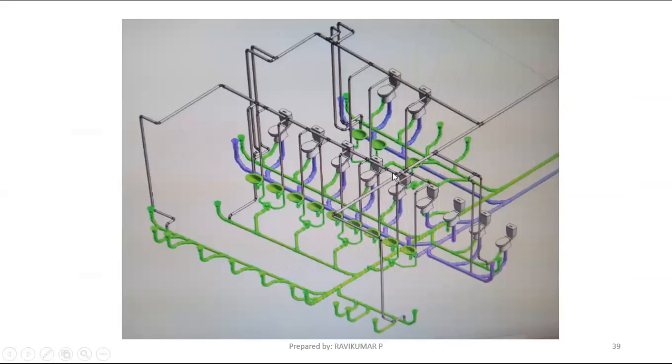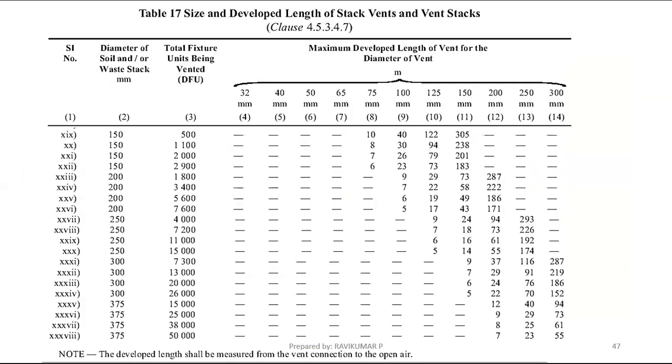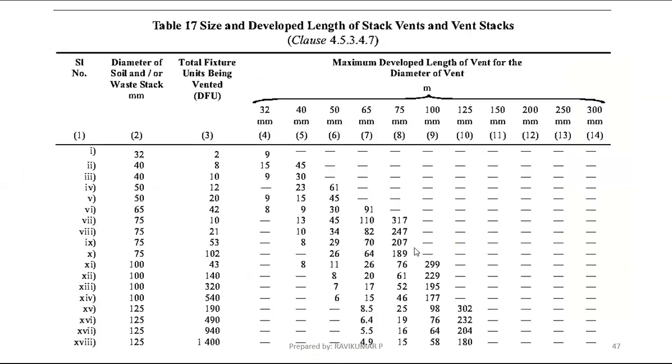If you are not able to reach the header within 34 meters, you have to change the diameter again to 65. With 65 you can go a longer length, up to 80 or 82 meters. Like that you have to change the pipe size. If you go to a 100 mm pipe, how many fixture units are connected there, that also you have to see.